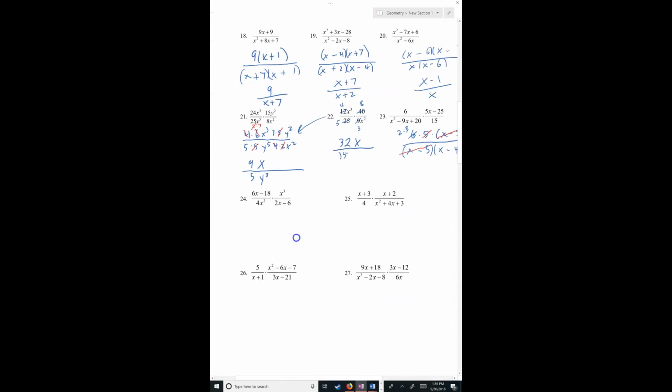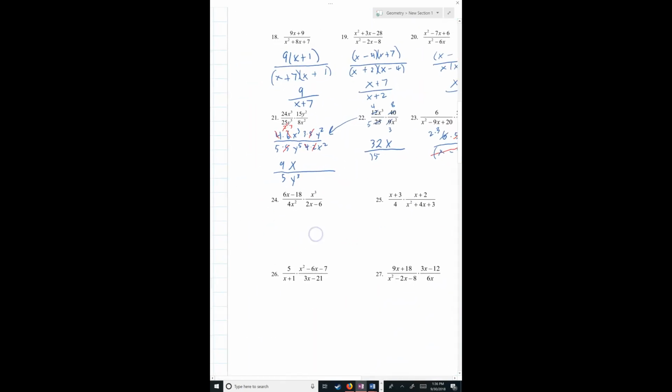Okay, so let's do a couple more of these. Again, down the bottom, I'm going to factor first. So I'm going to have one fraction because I'm just multiplying top by top, bottom by bottom. So I'm going to have a 6 times x minus 3 times x cubed.